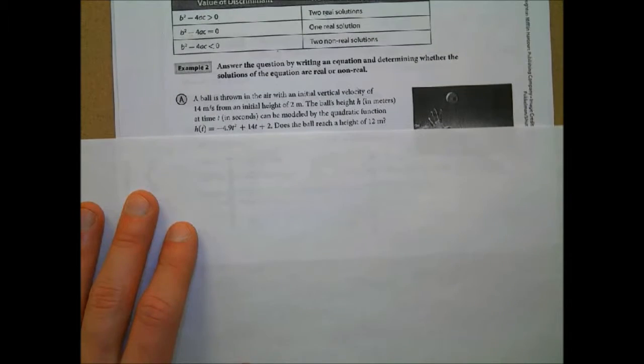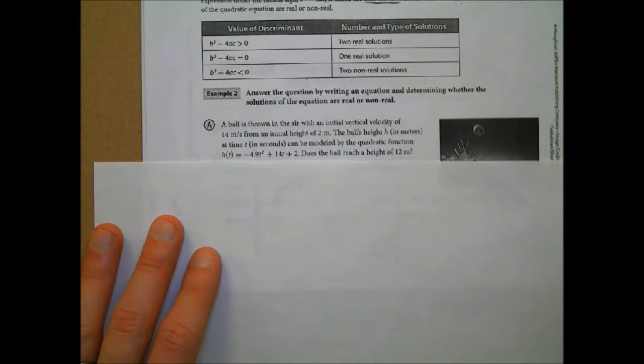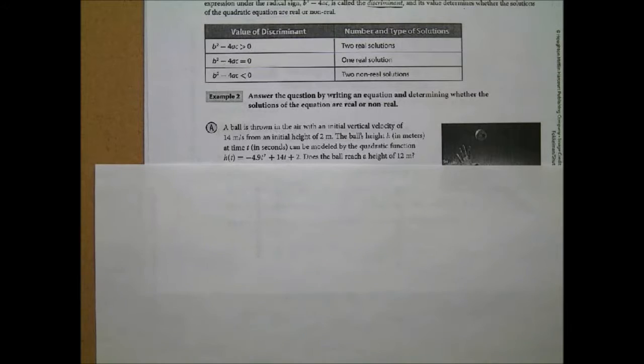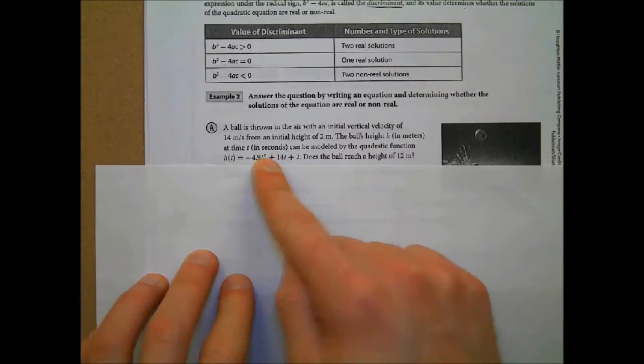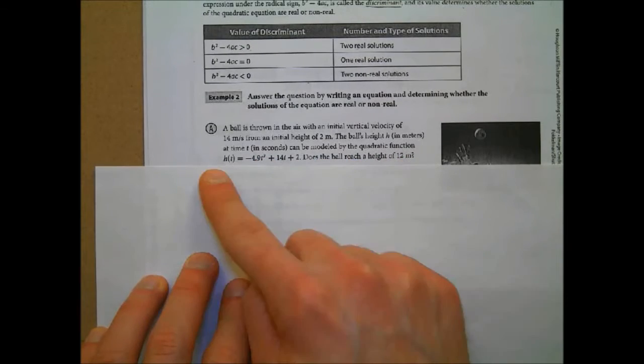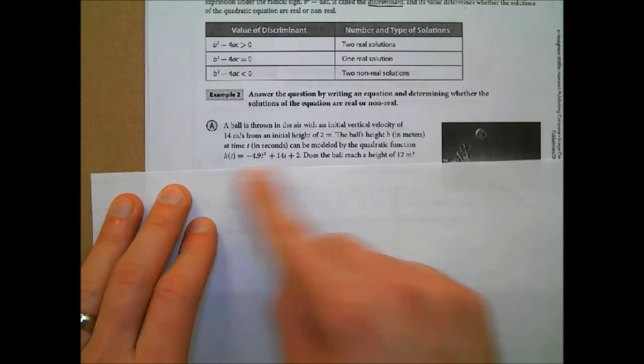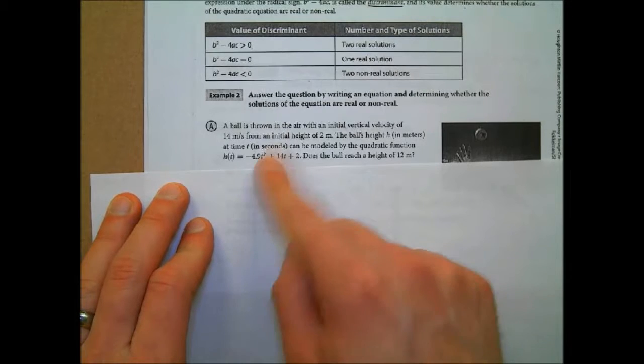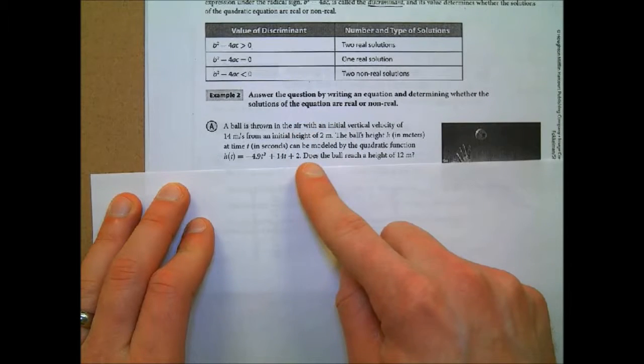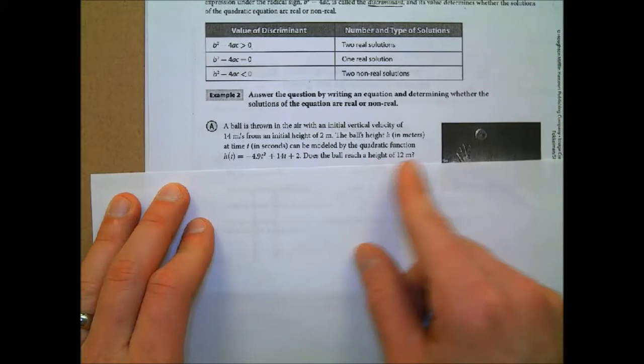Okay. A ball is thrown in the air with an initial vertical velocity of 14 meters per second from an initial height of 2 meters. The ball's height, h in meters, at time t in seconds, can be modeled by the quadratic function this. So this is the ball's height over time for this particular situation. The question is, does the ball reach a height of 12 meters?